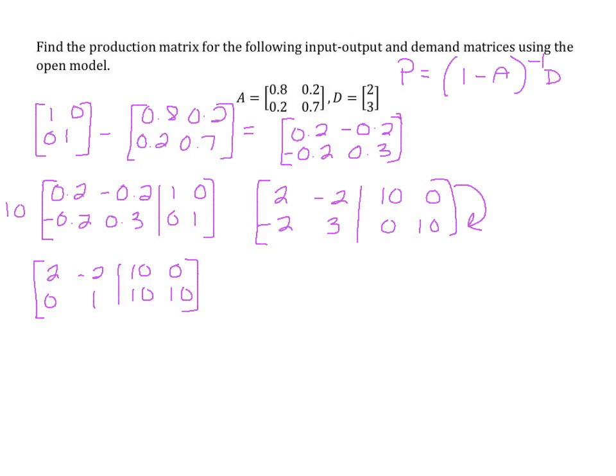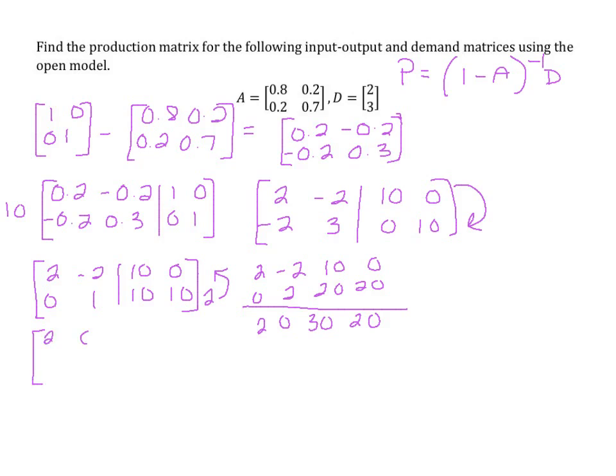Alright, I now need to get a 0 in the negative 2 position. So I'm going to multiply my bottom row by 2 and add it to my top row. So nothing's going to change in my top row. But my bottom row is going to be 0, 2, 20, 20. So when I add these together, I get 2, 0, 30, 20. So this is now my new top row. And again, nothing changed on my bottom row.